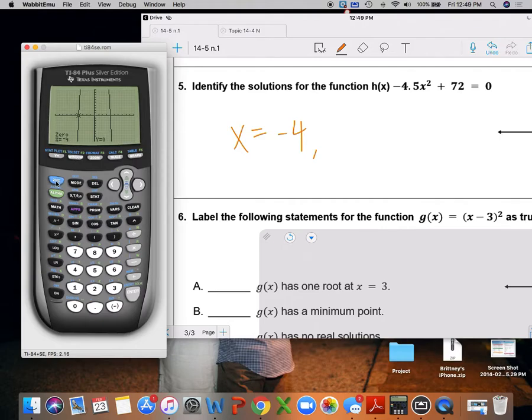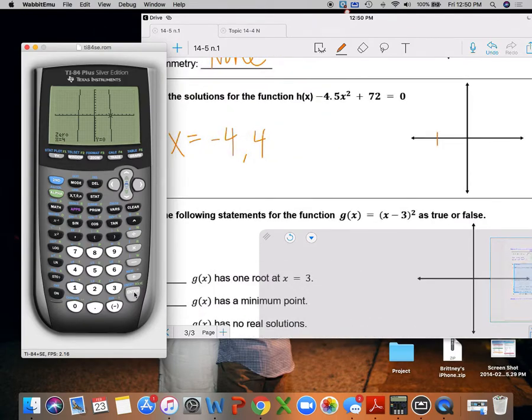We're going to hop over to the right side, do it again, second trace 2. My x-intercept's about there, so I go left 1, 2, 3, and click enter. I go to the right 6, 1, 2, 3, 4, 5, 6, and click enter twice. My other 0 is at 4. So I got a -4 and a +4.